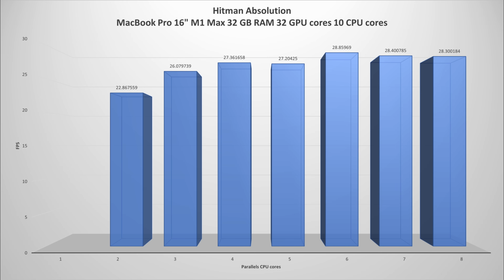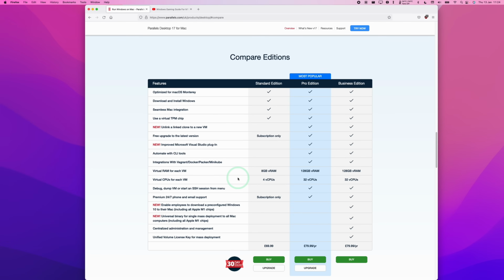So, for example, in Hitman Absolution, we're going from 4 cores with 27.36 frames per second to 6 cores, which is 28.85 frames per second. So it's barely a frame and a half difference between these two virtual machines. So the main thing to note is that there is an actual monetary difference between running 4 CPU cores versus 5 or 6 CPU cores.